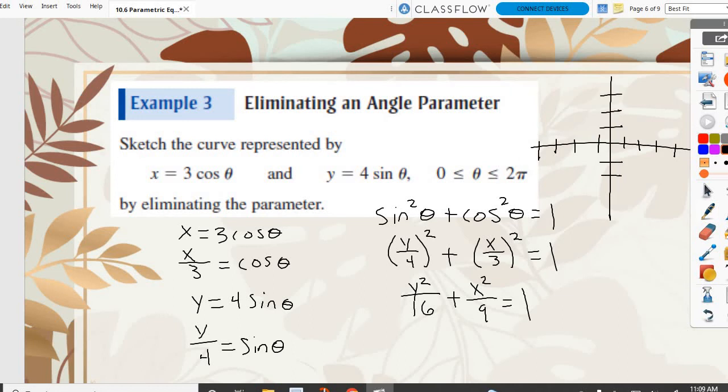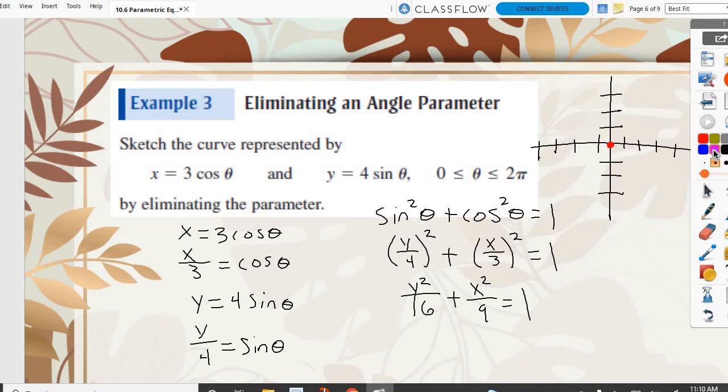Okay, so where is the center of that ellipse? Not 4, 3. Remember, your center was your h's and your k's. That was if we were subtracting stuff. So this time it's at the origin, because I don't have subtraction on the inside of my square. So it's just at 0, 0.